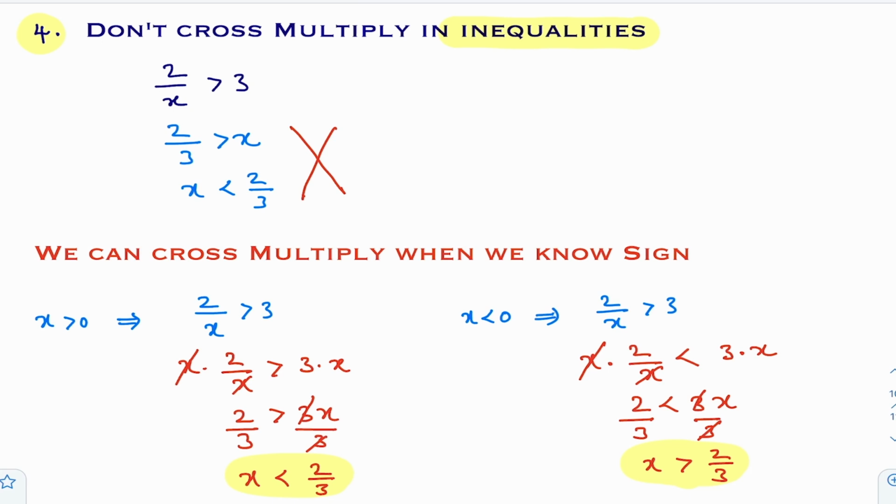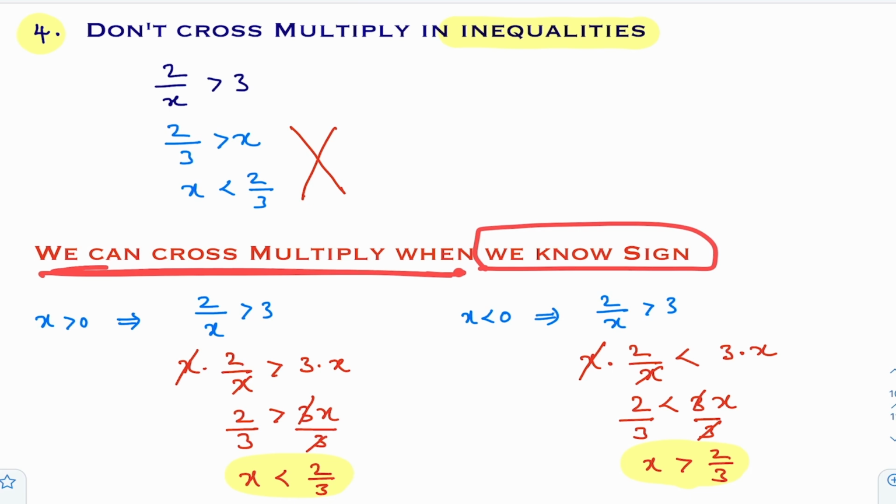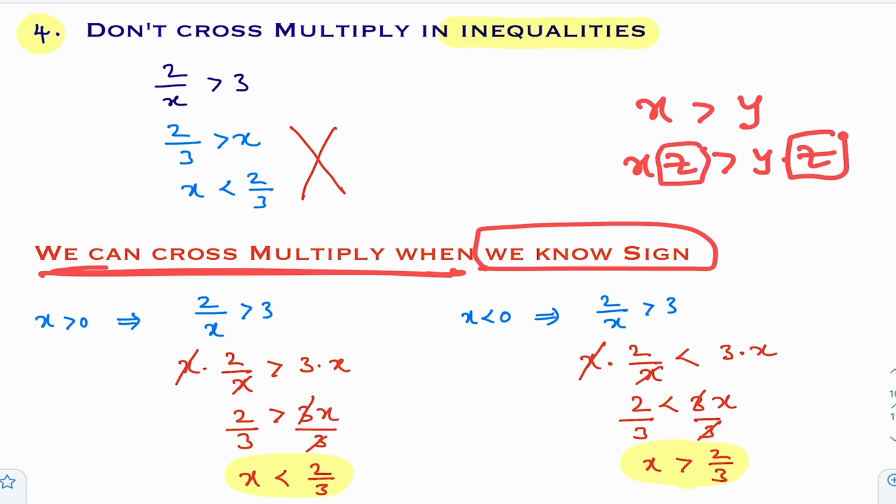If you know the sign of that particular variable for an inequality, if I'm multiplying with a negative real number, or if you are multiplying with a positive real number, it's okay. Without knowing the number you are multiplying, suppose x is greater than y, and I multiply with some z, Xz is greater than y into z. This is wrong because you need to know whether z is positive or negative. Based on that, the inequality sign changes.